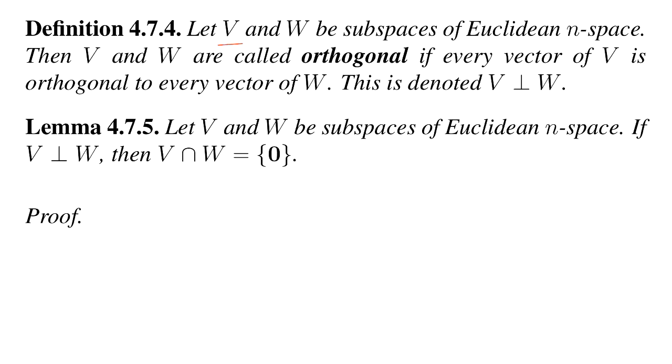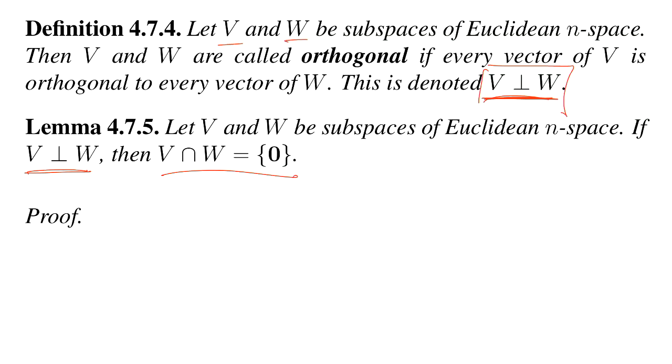If you're sitting in two subspaces of Euclidean space, if everybody in the first space is orthogonal to everybody in the second space, we say those spaces are orthogonal, and we write this. This is called V perp W, right? So V and W are perp. They're orthogonal to each other. The statement here says that if you've got two subspaces of Euclidean space that are orthogonal, then their intersection is 0.